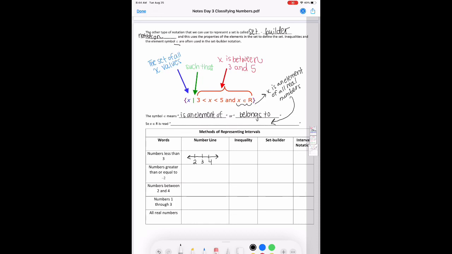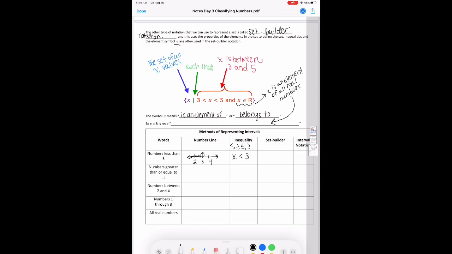So if it's numbers less than 3, it's an open circle because we're not "or equal to." Less than means we'd shade to the left. If we want to write that as an inequality, inequality means these symbols: less than, greater than, etc. Then we're going to write x is any number less than 3.